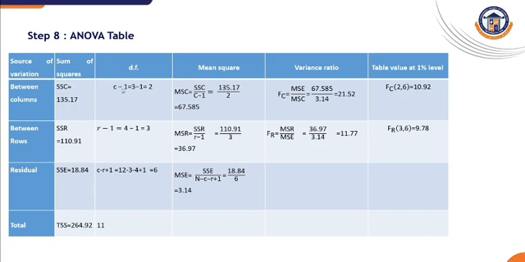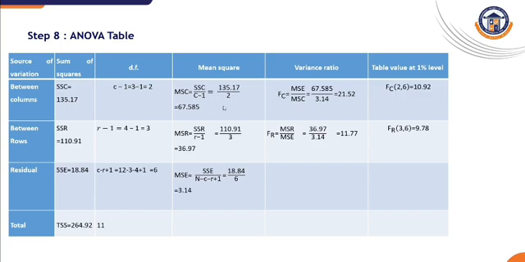Here C represents columns. How many columns are available in our problem? Here only 3 columns, we have the 3 engines. Therefore 3 minus 1. And R minus 1, where R is the number of rows. Here there are 4 detergents, so 4 minus 1 is 3. And the residual degree of freedom is N minus C minus R plus 1, where N is the capital N, 12 minus 3 columns minus 4 rows plus 1, equal to 6.